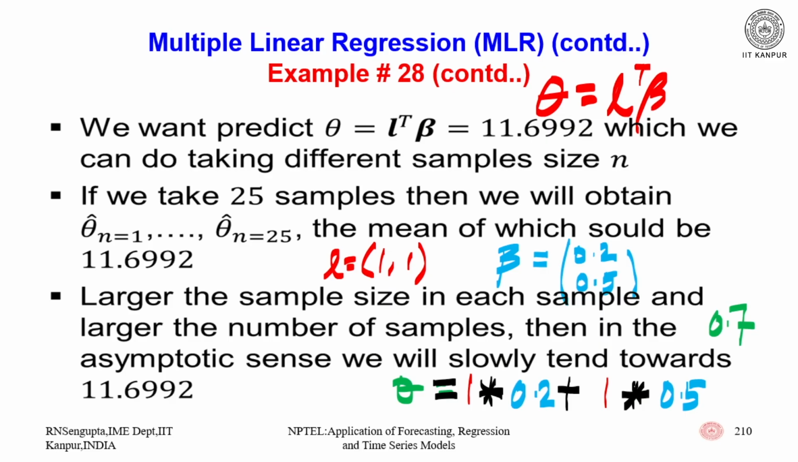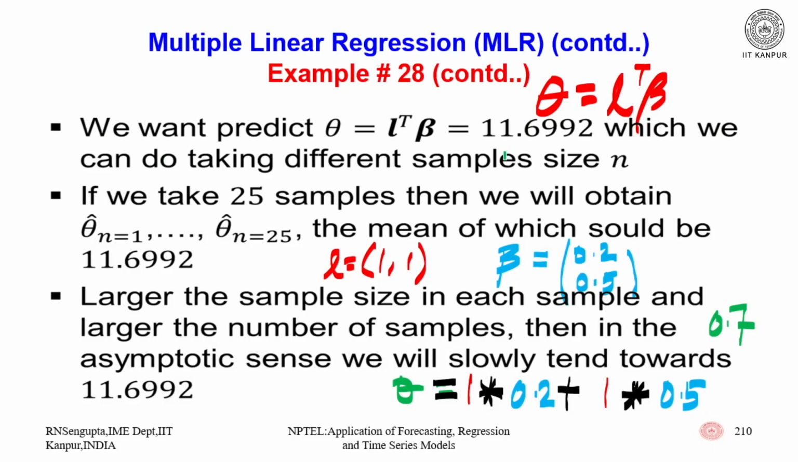Now, the interesting part is, if the first element of L is 0, then theta is beta 2, and if the second term of L is 0, then theta is equal to beta 1. So, depending on the fixed terms of L, you can have different values of theta, which will give you a lot of information about beta. We want the prediction of theta, which comes out to be 11.6992 based on the values of beta we found on the last slide.